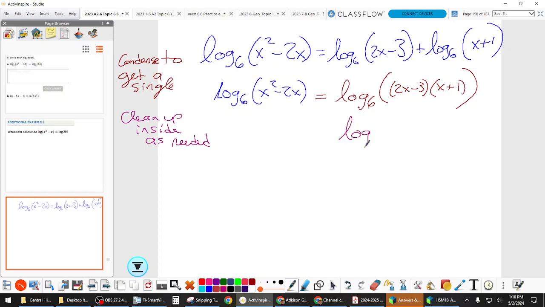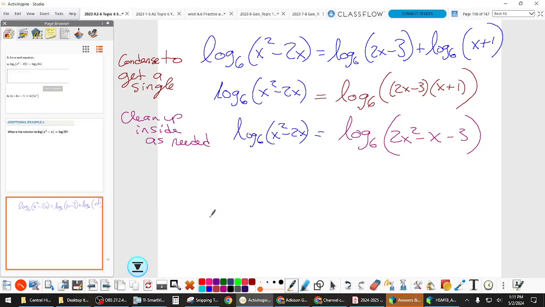So now we distribute, like you said a second ago. 2x times x is 2x squared, and then we get 2x minus 3x, so minus x, and then minus 3. Everybody good with that step? This left side just tags along for now. You could have a problem with more than one log on both sides, and then you'd have to condense both sides back to one log.